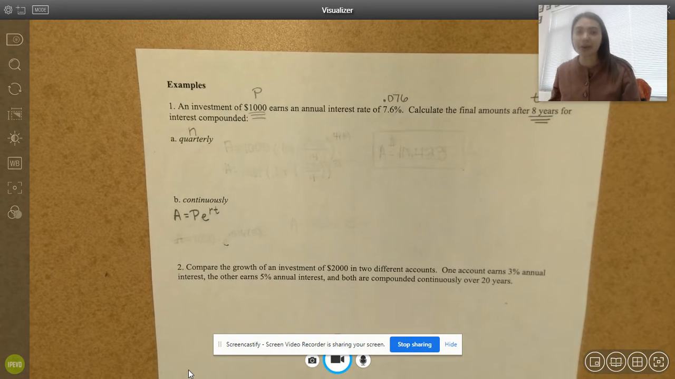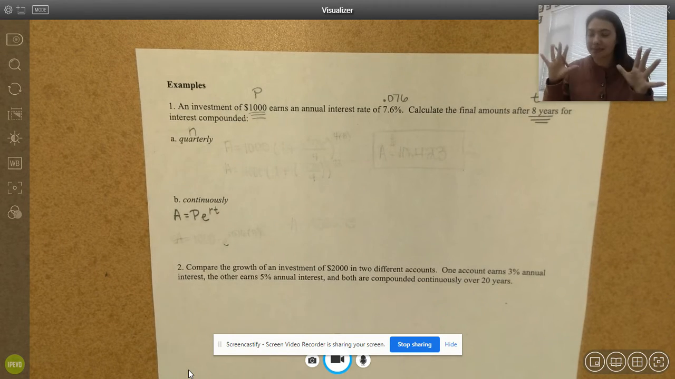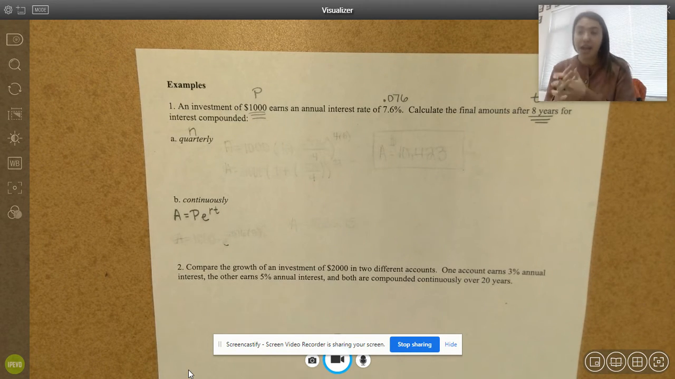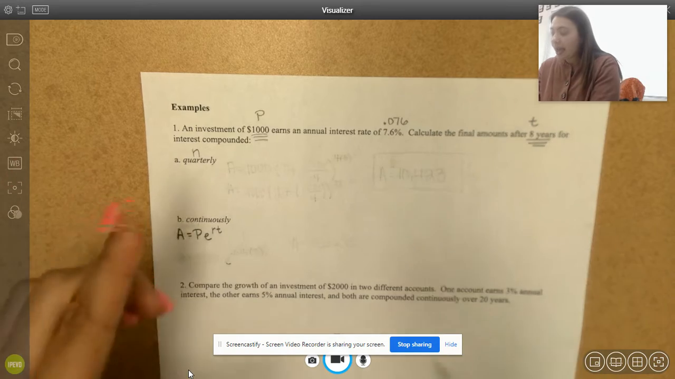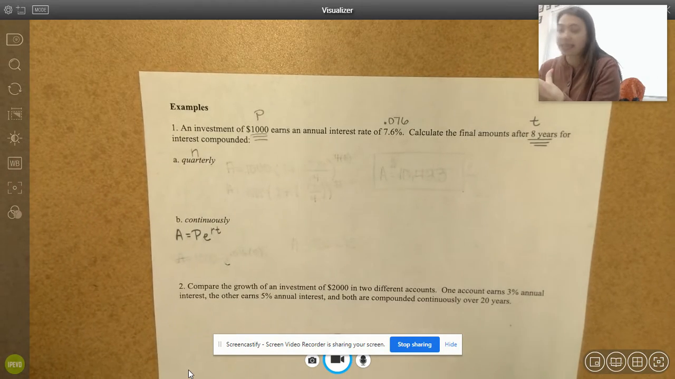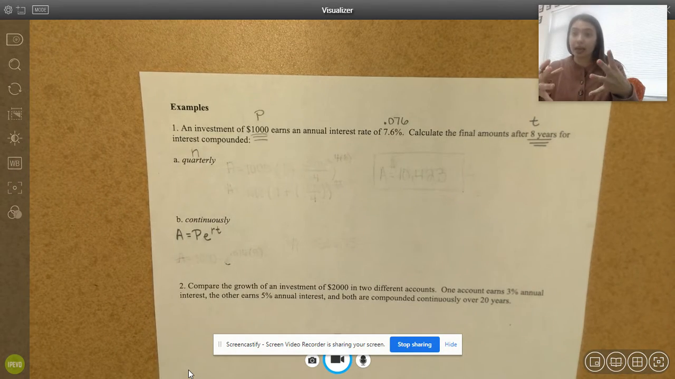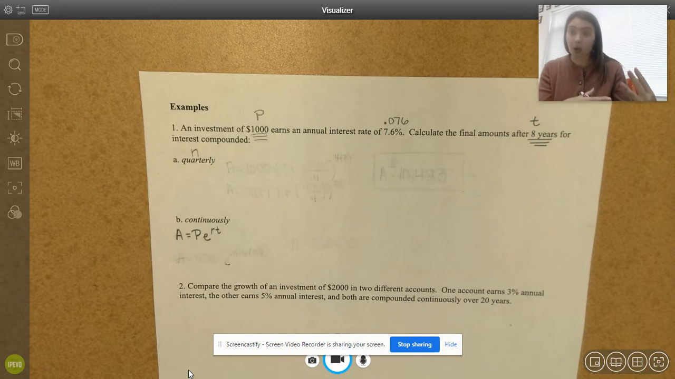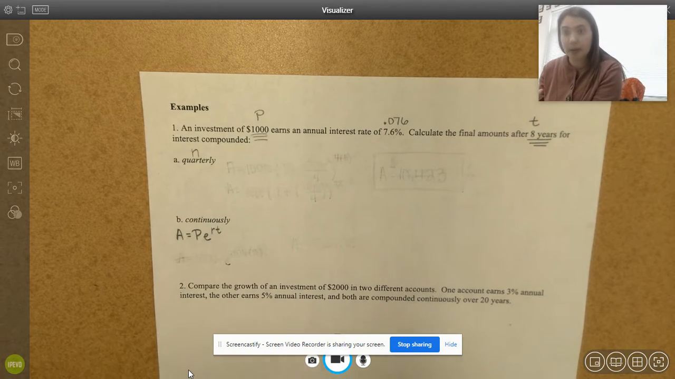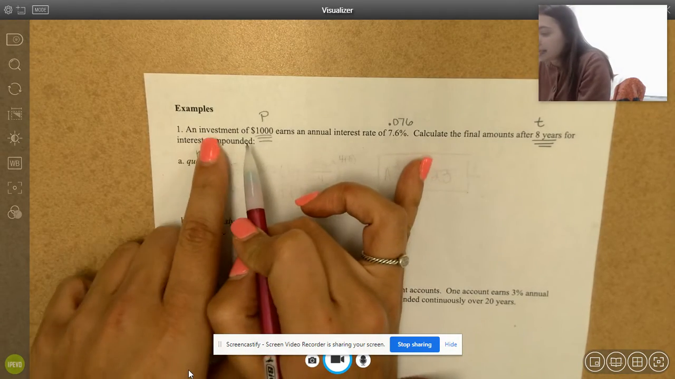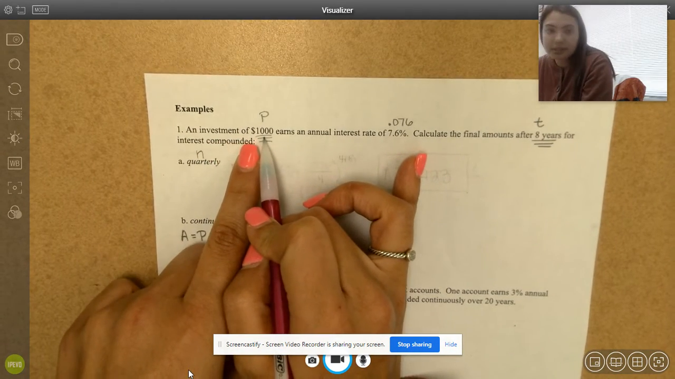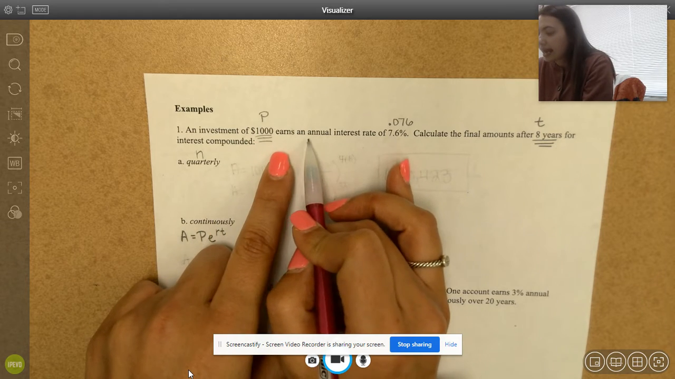So this is video number 2, which is the example problems on the second page of our asynchronous notes for today. We are going to look at an example that's being compounded quarterly and an example that's being compounded continuously to show the difference between these two examples.